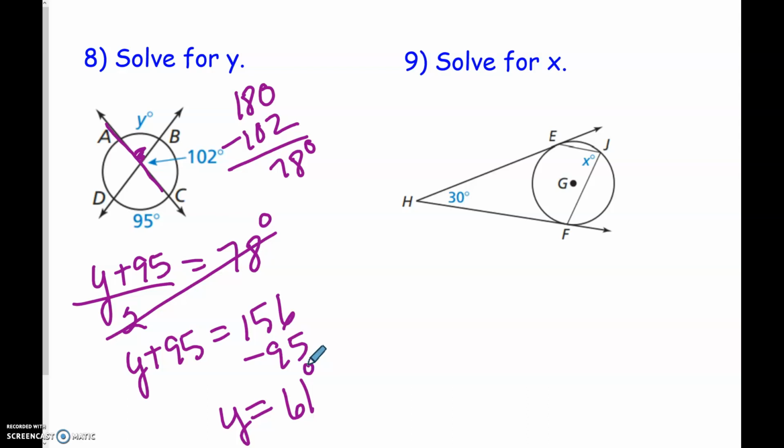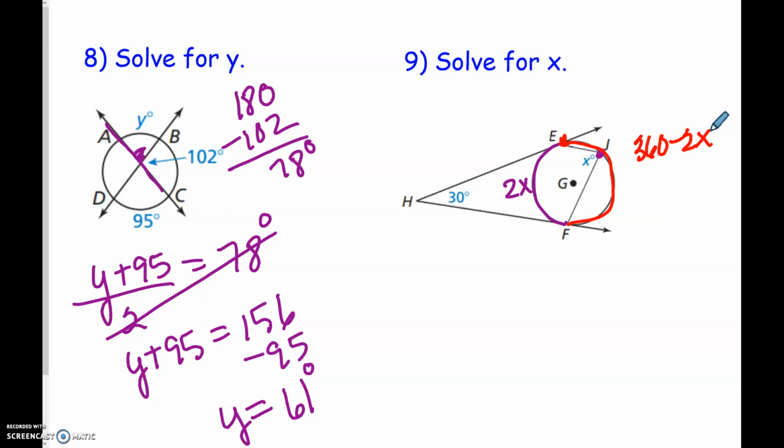All right, number 9, be careful, because a lot of kids want to just look at that and say, oh, those are supplementary, but this is not a central angle. So if this is x and we've got our vertex right on the circle, then we should know that this is going to be twice whatever that is. So this is going to be 2x. Now we need to find out what this side from here all the way over here is. So that's going to be 360 minus 2x.